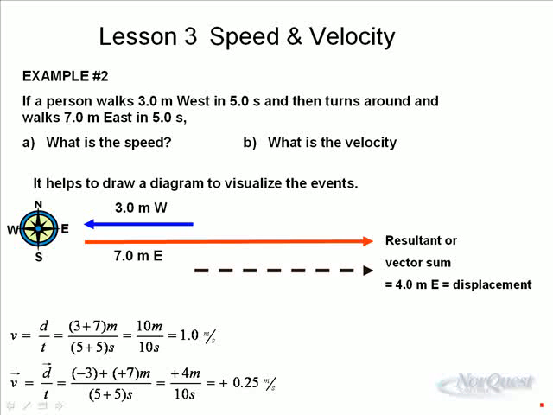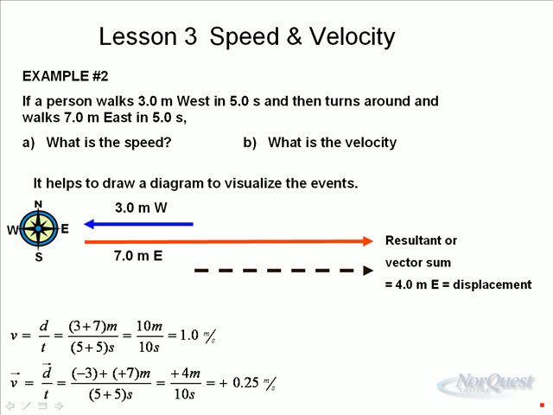So as you can see, this first calculation is a distance over time, 3 plus 7 again, over 5 plus 5 again, 10 over 10 equals 1.0 meters per second. On the bottom, we've got 3 plus 7, but the 3 is to the west, the 7 is to the east, and so one of them has to be made negative. And this is an arbitrary decision on your part, which one should be positive and negative.